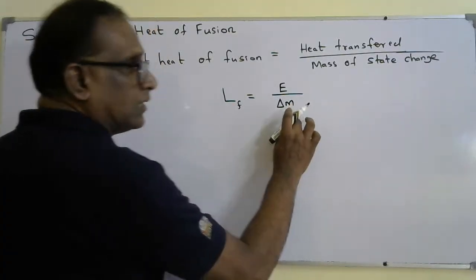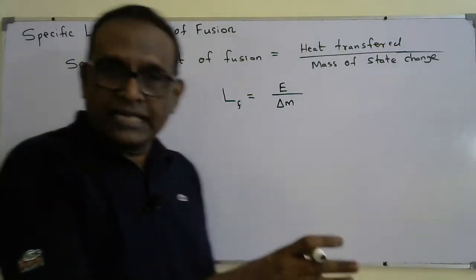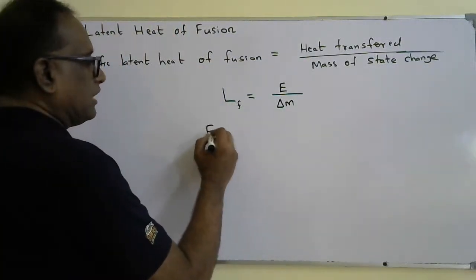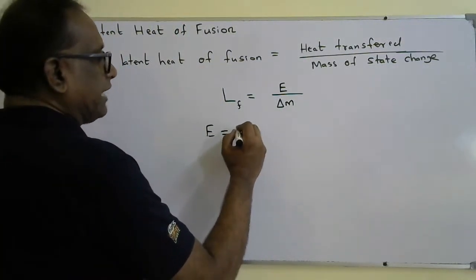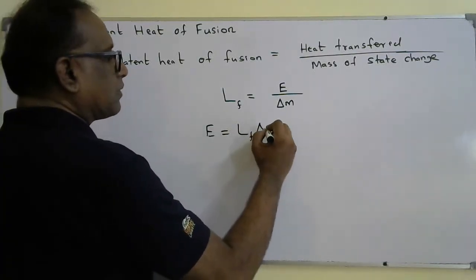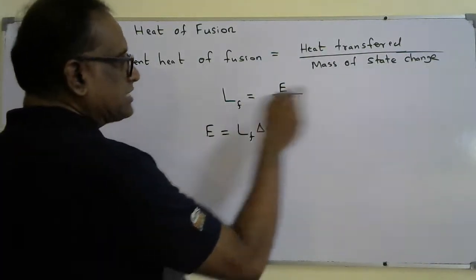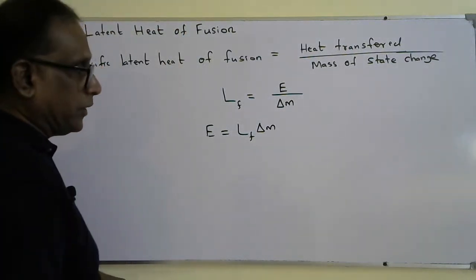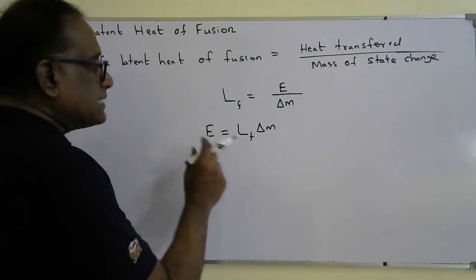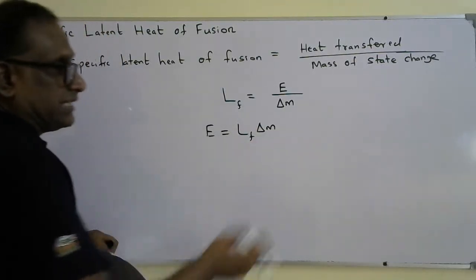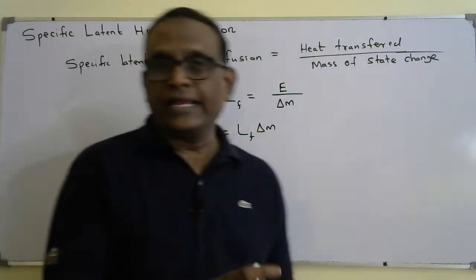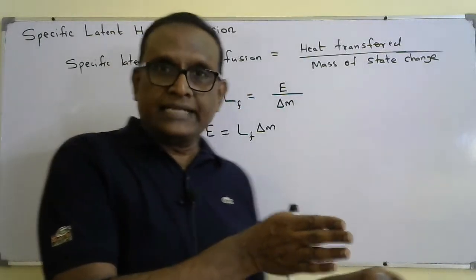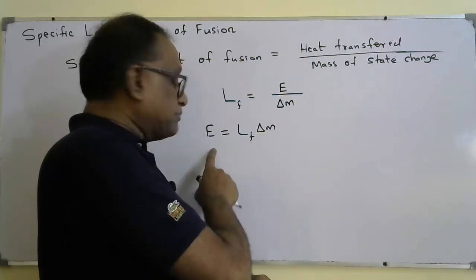That's the mass of solid that becomes liquid at its melting point. So if you cross multiply, E equals LF into delta M. The unit of LF is joule per kilogram or joule per gram, whatever we can use, no problem. So this is the amount of heat transferred. That means when delta M is the mass of solid converted to liquid, this amount of heat will be absorbed.